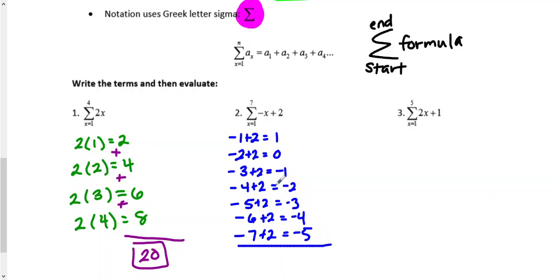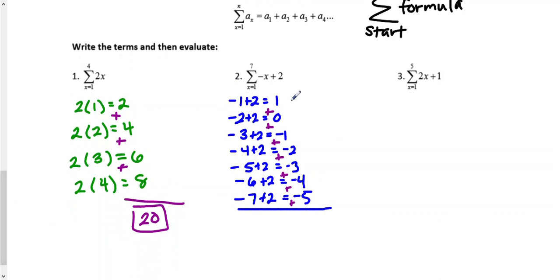And again, the sum, when we add all these up, that's what we are looking for. So you can take a minute and pause this video and put it in your calculator, or we can do it in our head. We can go 1 plus 0 is 1, 1 plus -1 is 0, plus -2 is -2, plus -3 is -5, and then you get -9, and you should get -14. Again, just use your calculator.